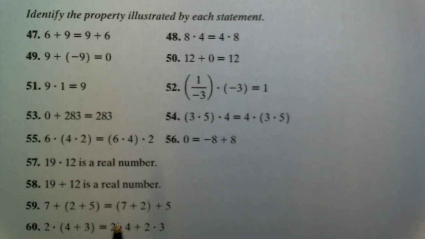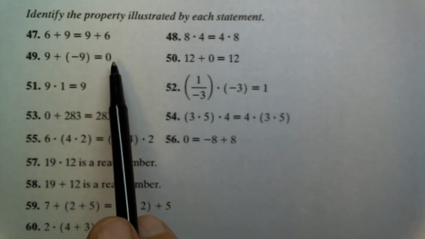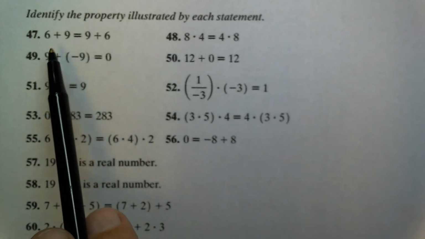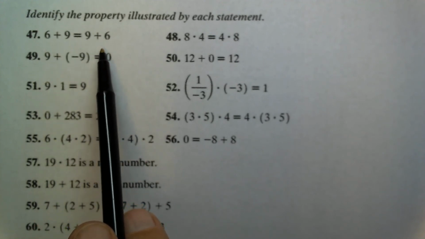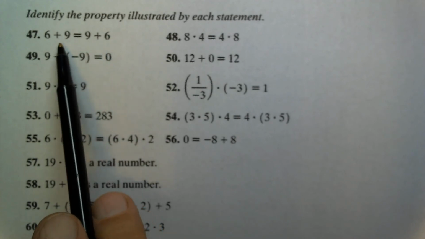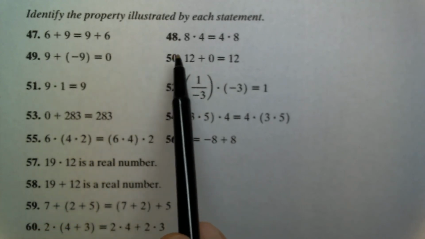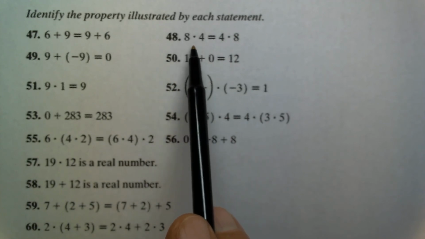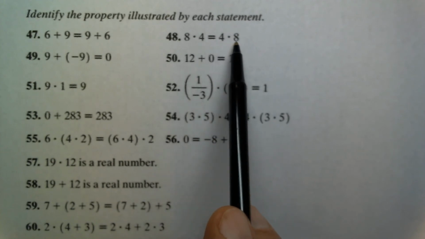So let's apply this knowledge to the properties for each of these exercises here. Identify the property illustrated by each statement. 6 plus 9 equals 9 plus 6. That, of course, is the commutative property of addition. The order of the terms, the addends, does not affect the result. And number 48 is the commutative property of multiplication. Again, the order of the factors does not affect the result.